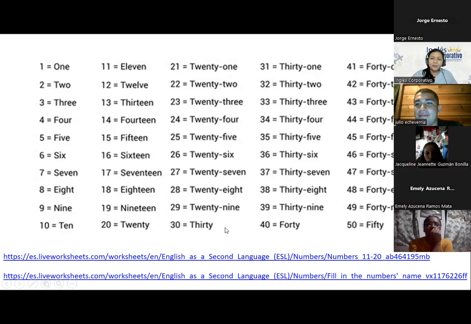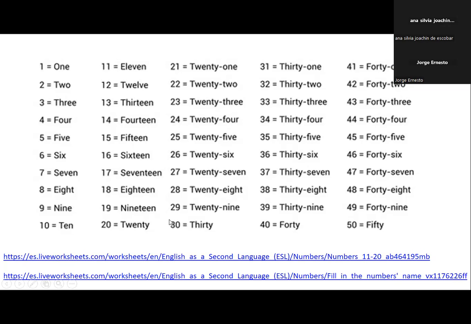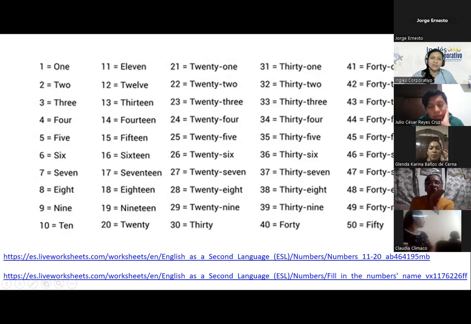Very nice. So if you notice, it's easy, right? You just have to remember that here in this one, 13, 14, 15, 16, 17, 18, 19, the emphasis is in the last syllable. Why is that important? Because we need to make the difference between those numbers and the other numbers, like, for example, 30, 40, 50, 60, 70, 80, 90. Okay, so we make the difference. 13, 30, 14, 40, 15, 50, 16, 60, 17, 70, 18, 80, 19, 90.